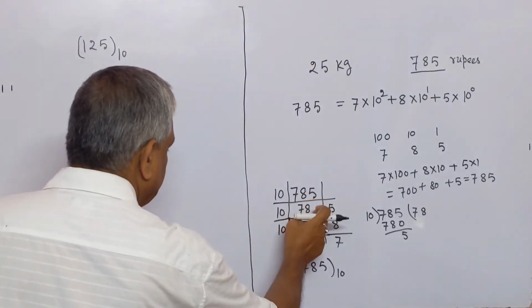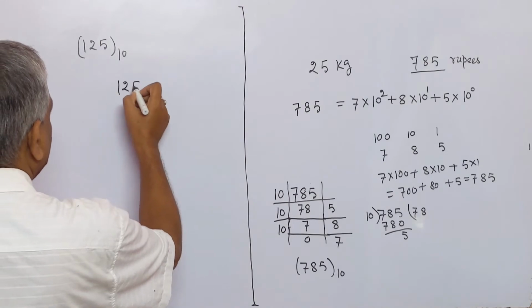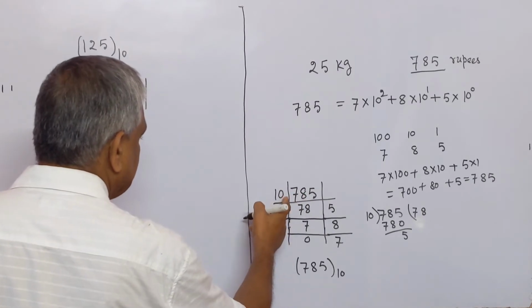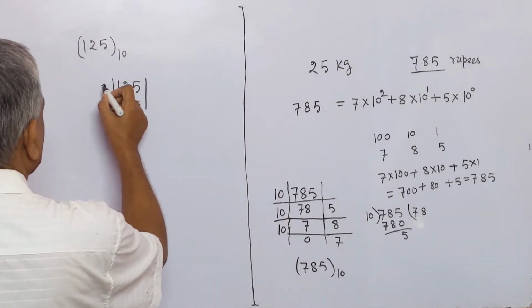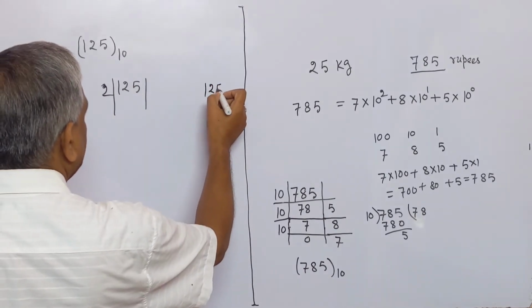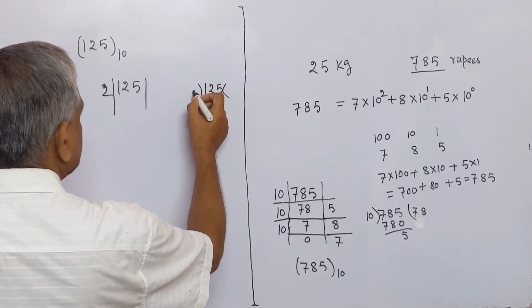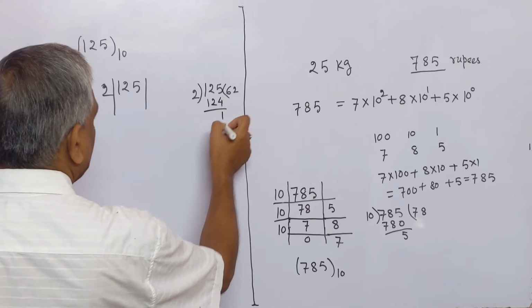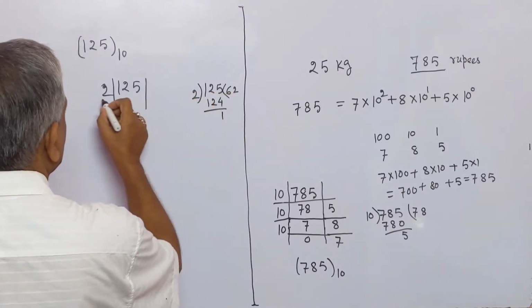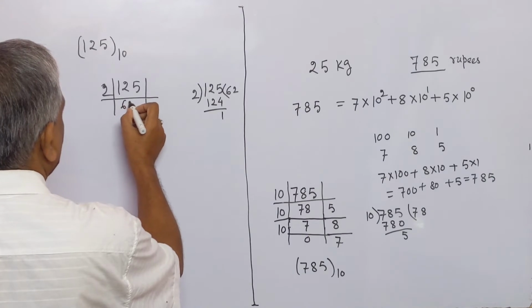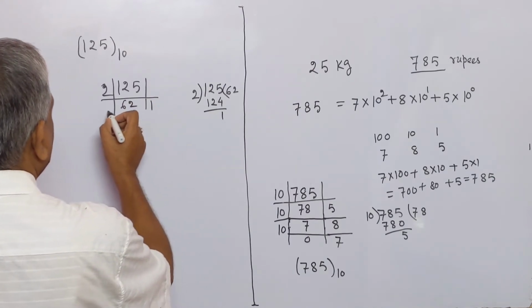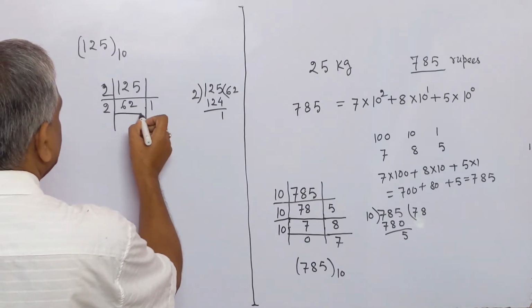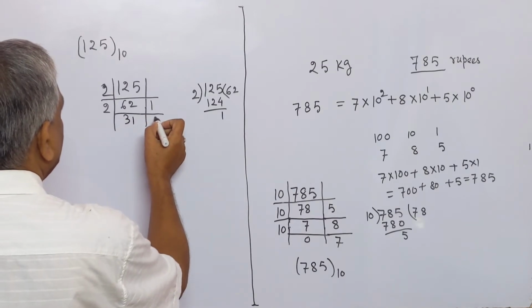So we follow this process. 125. Here we had divided by 10, since in decimal system base is 10, here base is 2. If we divide 125 by 2, we get here 62, here 124, remainder 1. So quotient is 62. We write here 62 and remainder is 1. Again we divide this 62 by 2. We get quotient 31 and remainder is 0.